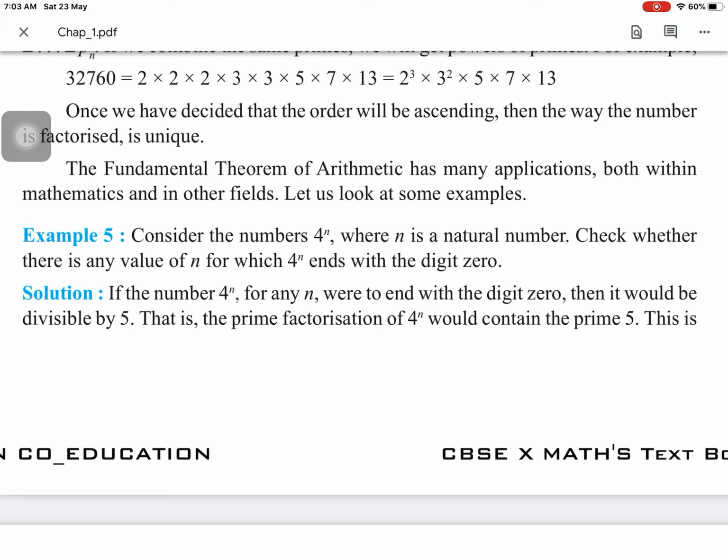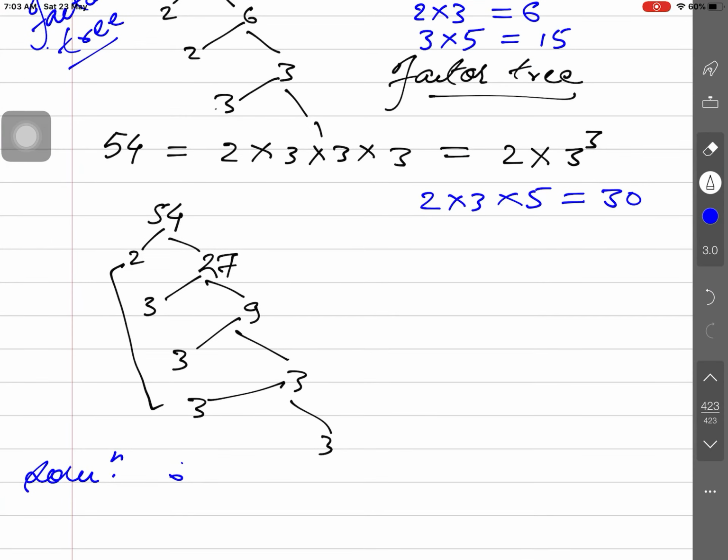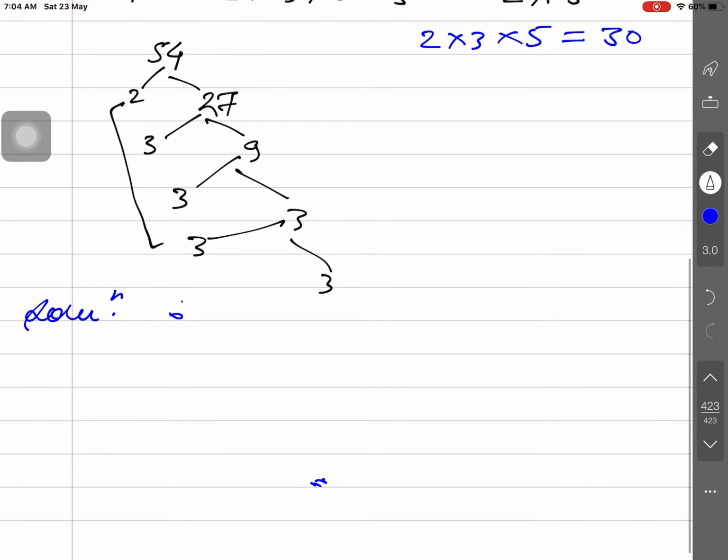Before solving, you have to understand clearly what exactly the question is telling you. So it is saying 4 raised to the power n, where n is some natural number. It asks whether there is any number n for which 4 raised to the power n will end at 0. I am just explaining what exactly this question is saying right now.